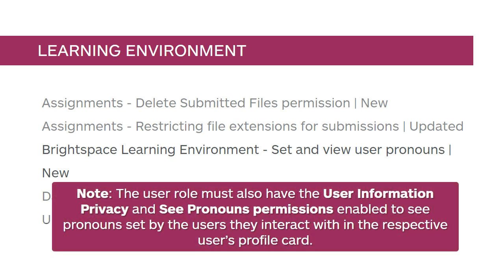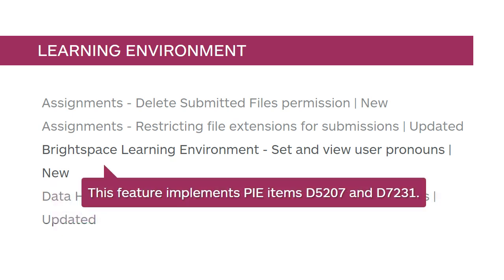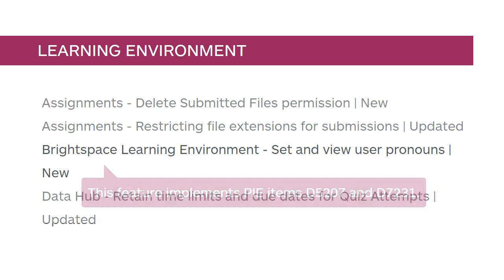Note: the user role must also have the user information privacy and see pronouns permissions enabled to see pronouns set by the users they interact with in the respective user's profile card. This feature implements PI items D5207 and D7231.